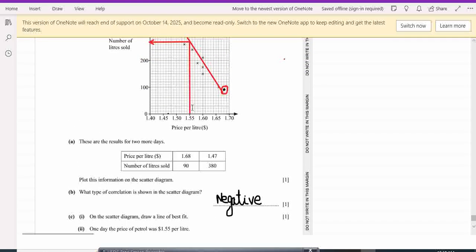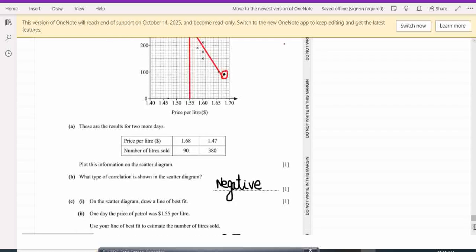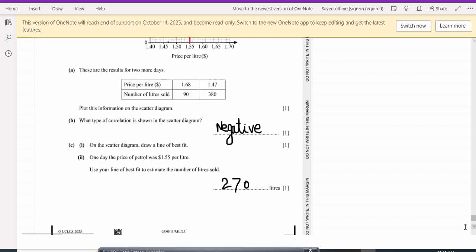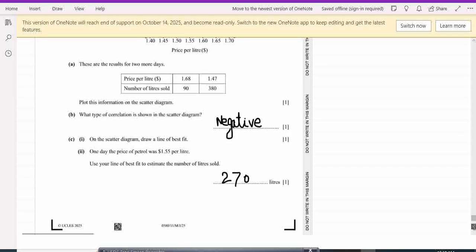1.55 is here. From 1.55, I draw a line which cuts the x-axis, the best fit line, and corresponding to this line, I noted the number of points on the y-axis, and this is 270 something or 275. So I could write 270, 272, 273, 275, whatever you write is correct. So I write 270 liters.